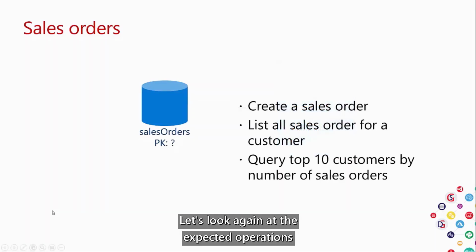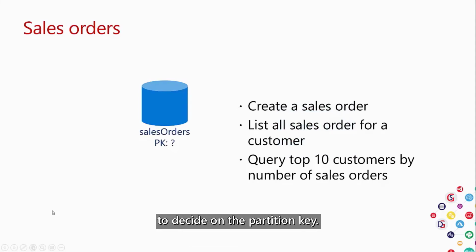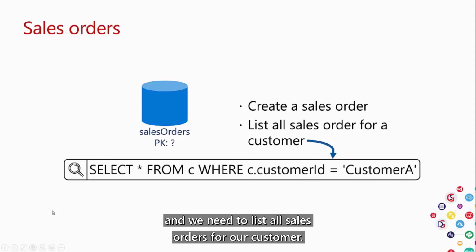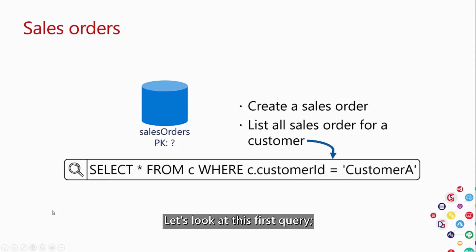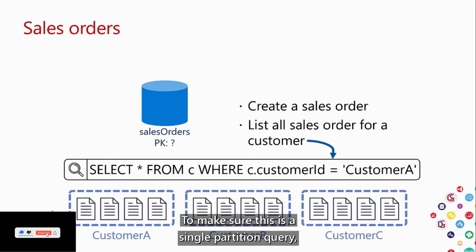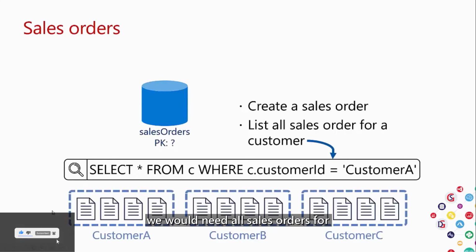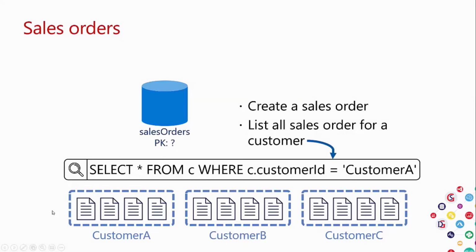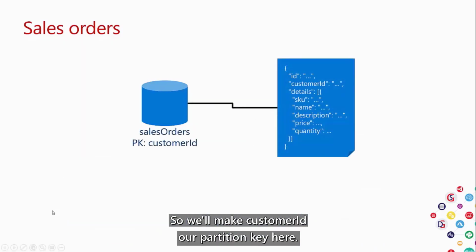So let's look again at the expected operations to decide on the partition key. So of course, we need to create a new sales order, and we need to list all sales orders for a customer. Let's look at this first query. Select star from C where C.customer_ID equals customer A. So to make sure this is a single partition query, we would need all sales orders for a customer to sit in the same logical partition. So we'll make customer ID our partition key here.